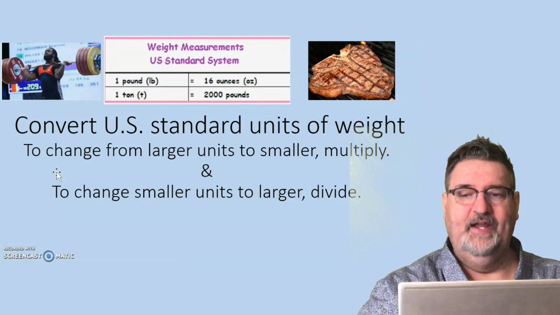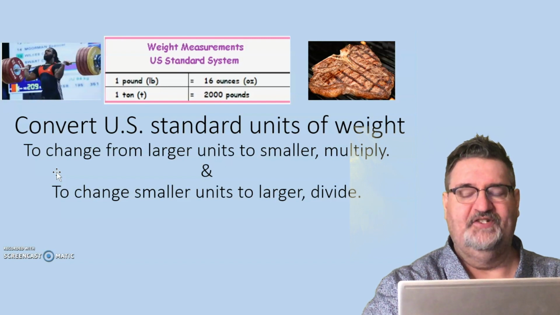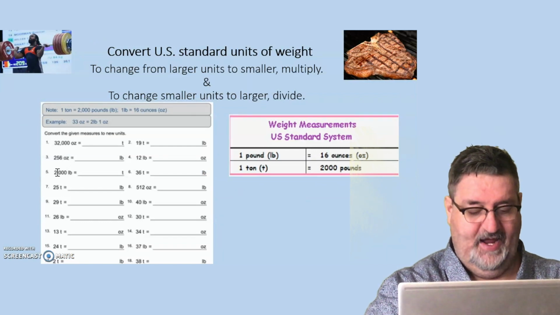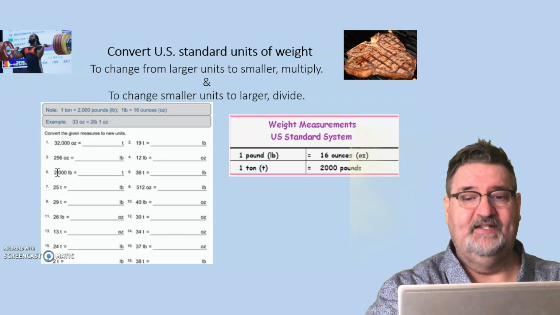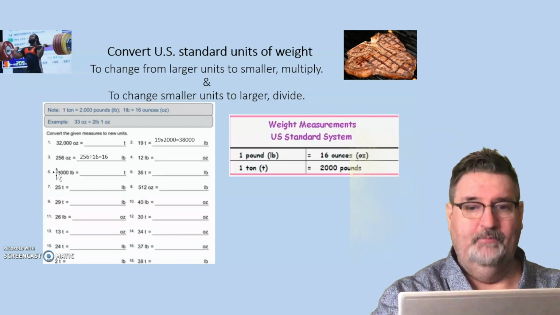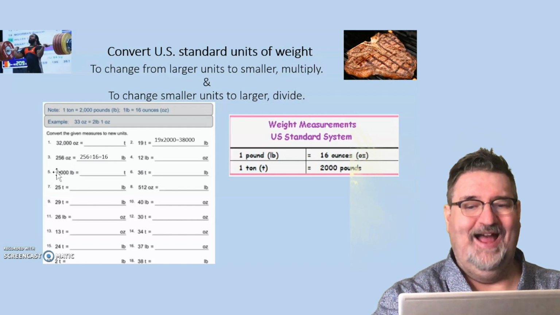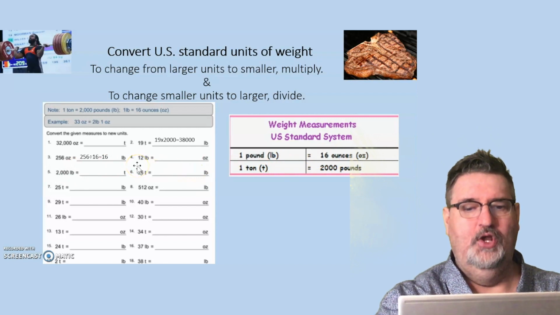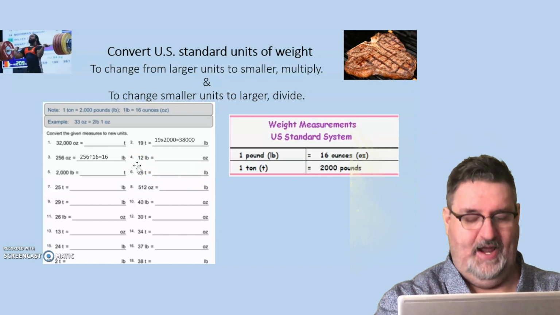All right, let's look at weight, and we're going to be converting. Again, if it's larger units to smaller, we're going to multiply, and if it's smaller units to larger, we're going to divide. So on the first one, we have number 2. It says 19 tons equals how many pounds? Well, we know that there's 2,000 pounds in a ton, so we're going to multiply 19 times 2,000, and we get 38,000. For the next one, number 3, we have 256 ounces, but how many pounds is that? Well, there's 16 ounces in 1 pound over here. So we're going to divide 256 by 16 and we get 16 pounds.